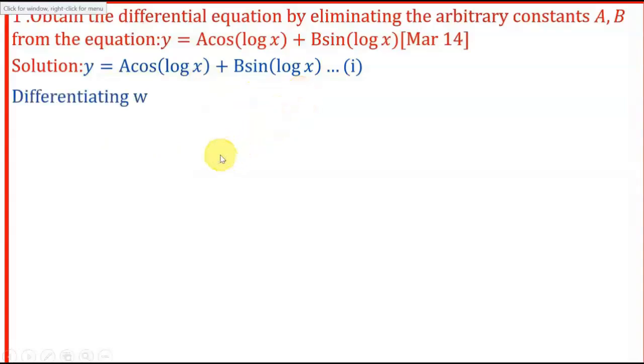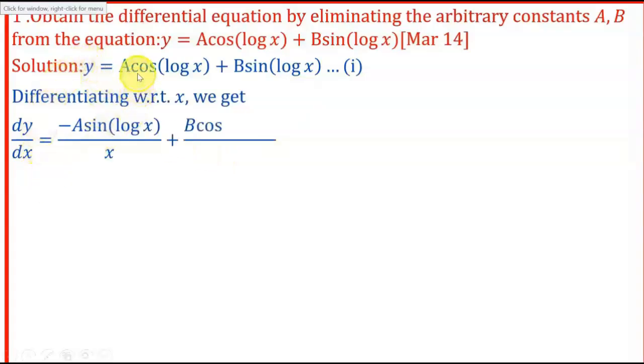First differentiation. Differentiating with respect to x, you will get dy/dx is equal to the derivative of a cos of log x. Its derivative is minus a sin of log x, and the derivative of log x is 1 upon x. Okay, therefore the derivative of a cos of log x is minus a sin of log x upon x. Again, the derivative of b sin of log x is b cos of log x, but it is a composite function. The derivative of log x is 1 upon x. Okay, this is the first one.